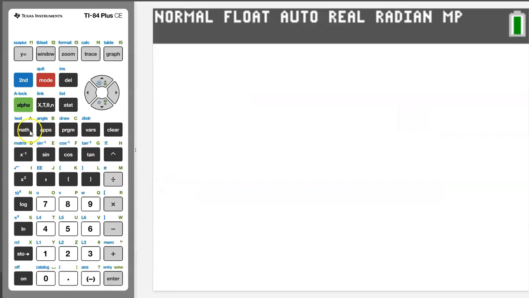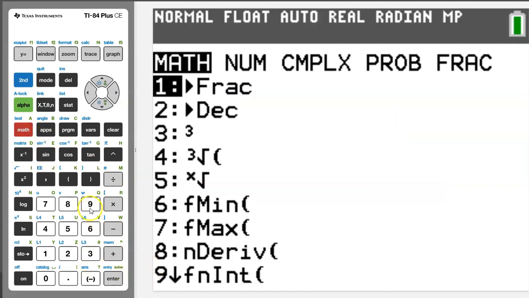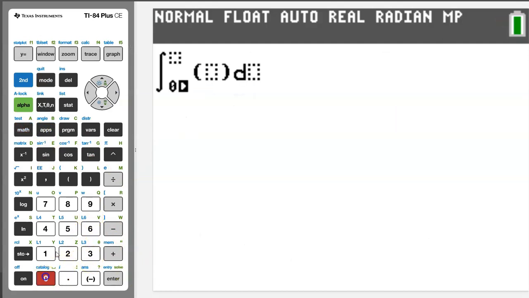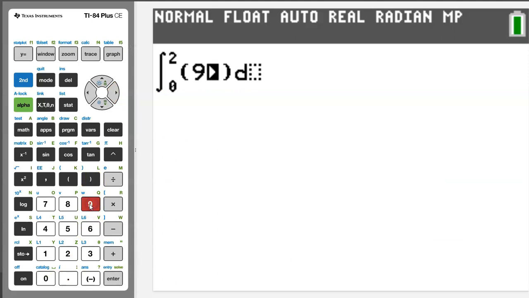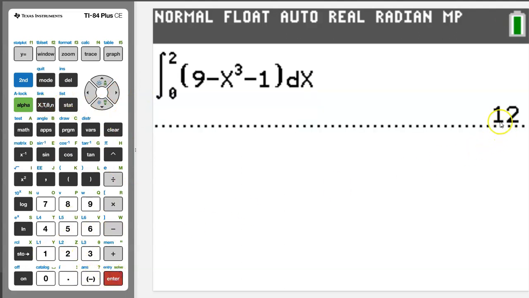So we want to integrate, so hit the math button and choose option 9. We are integrating from 0 to 2, and we are doing 9 minus x to the third power, minus 1. So 9 minus x to the third power minus 1. The area is 12.